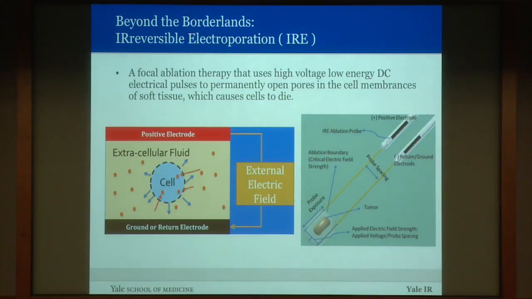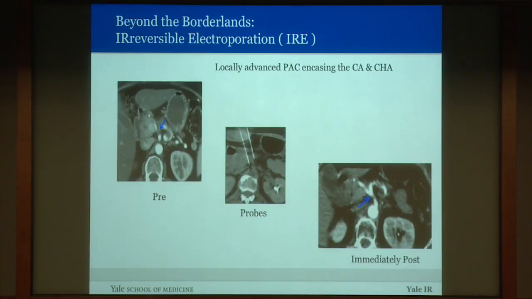irreversible electroporation. It's an ablation technique that essentially electrocutes the cells, causing extracellular fluid shifts and death. And it does not disrupt any parenchymal or any supportive structures.